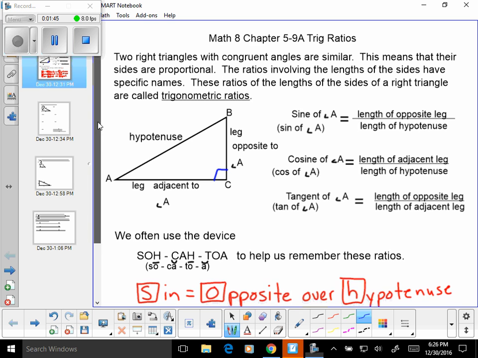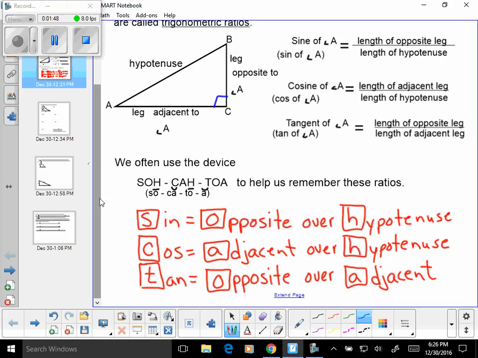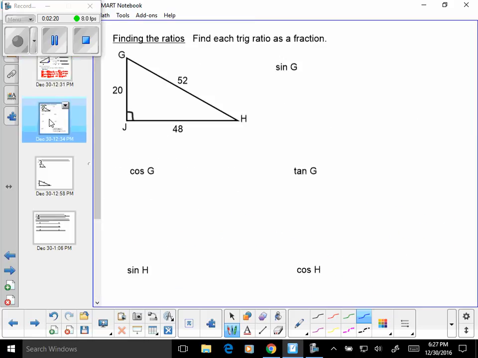We often use a mnemonic device in order to remember this, and it's called SOHCAHTOA. The S means opposite over hypotenuse. The C for the cosine means you take the adjacent over the hypotenuse. And the T for tangent means we take the opposite over the adjacent. If you memorize it and write it at the top of your paper, it comes in pretty handy. SOHCAHTOA. Let's get right to it.